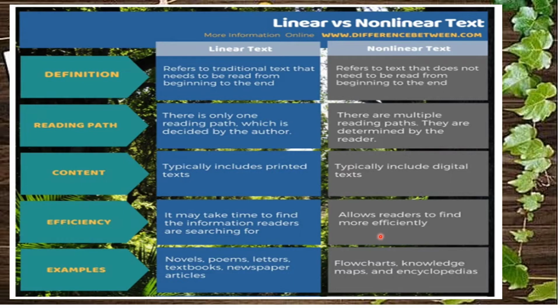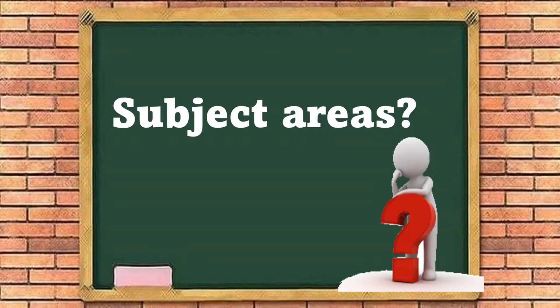This table shows the differences between linear text and nonlinear text, according to their definition, the reading path, content, efficiency, and examples. Based on the table, what do you think are the differences between linear text and nonlinear text in terms of reading path? Based on the examples given, in what subject areas can we usually see linear text? How about nonlinear texts?